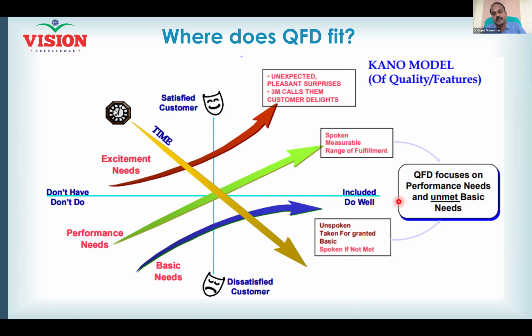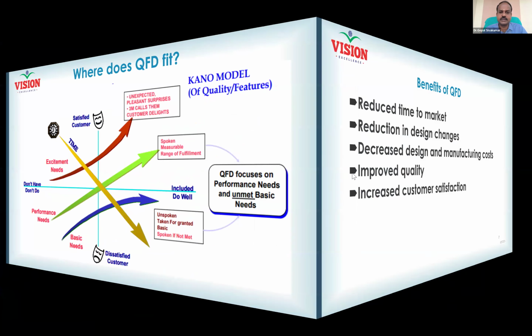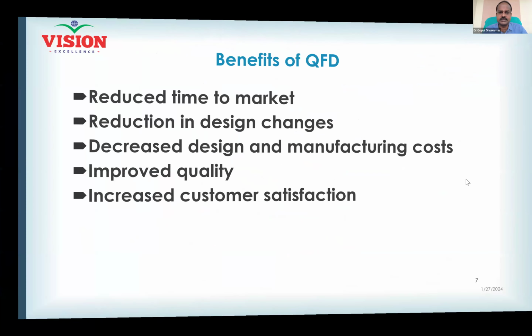And now how you can tackle that? By using the QFD. So it works on unspoken. I mean, the spoken requirement works on the unspoken requirement if not met, in addition to working on the spoken performance characteristics. Okay. So benefits: reduced time to market, reduction in the design changes, decreased design and manufacturing cost, improved quality, and increased customer satisfaction.